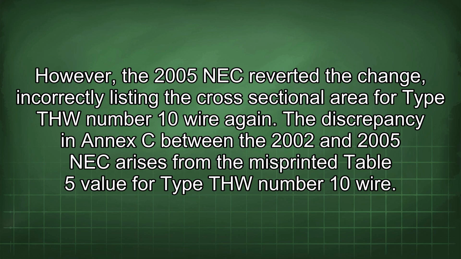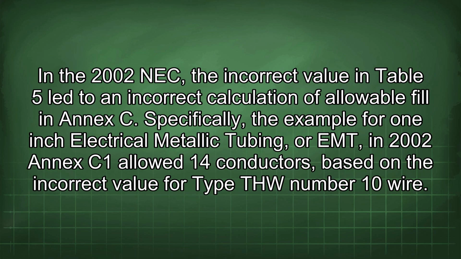The discrepancy in Annex C between the 2002 and 2005 NEC arises from the misprinted Table 5 value for type THW number 10 wire. In the 2002 NEC, the incorrect value in Table 5 led to an incorrect calculation of allowable fill in Annex C, specifically the example for 1-inch electrical metallic tubing, or IMT. 2002 Annex C allowed 14 conductors, based on the incorrect value for type THW number 10 wire.